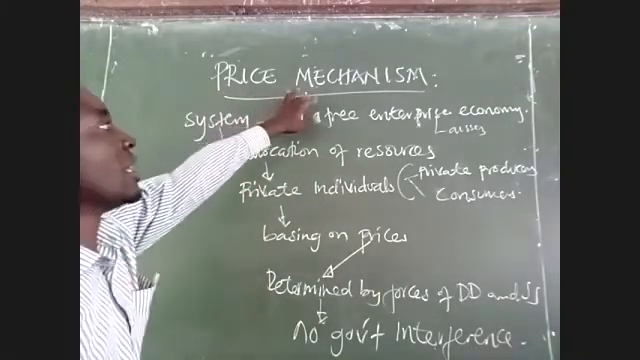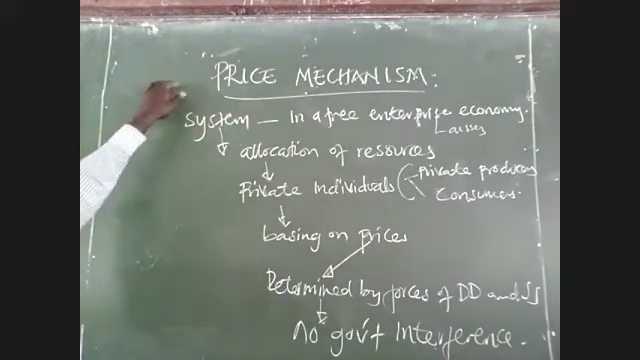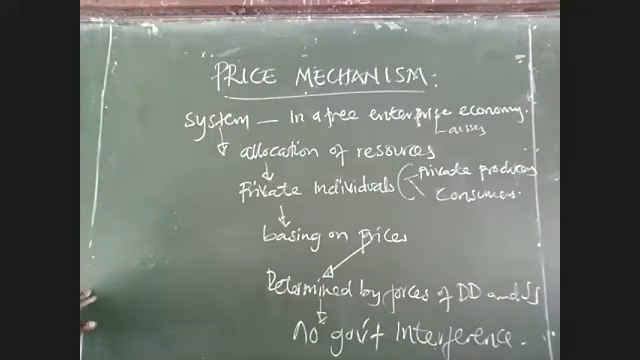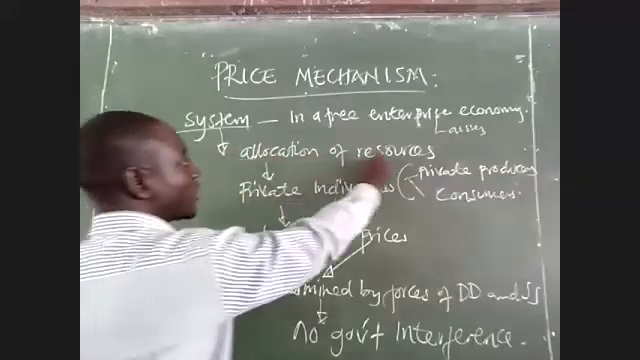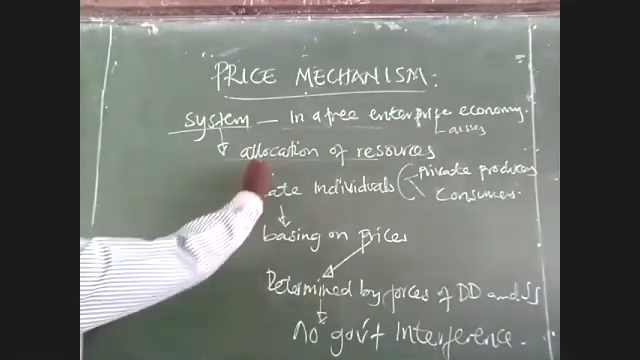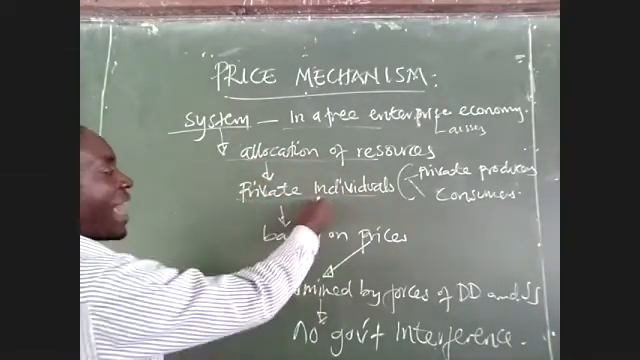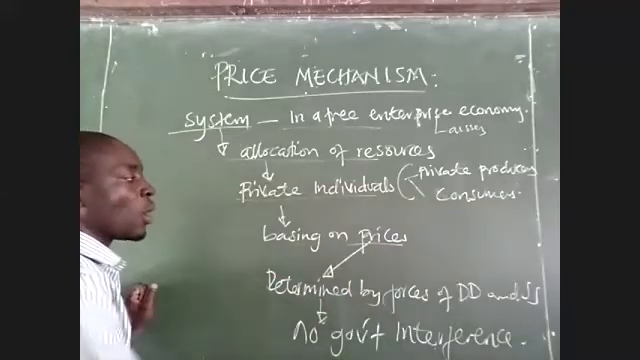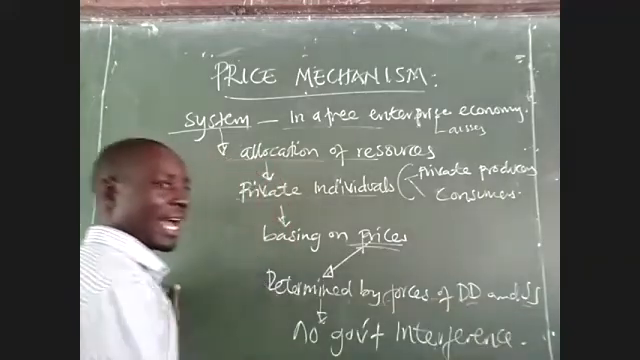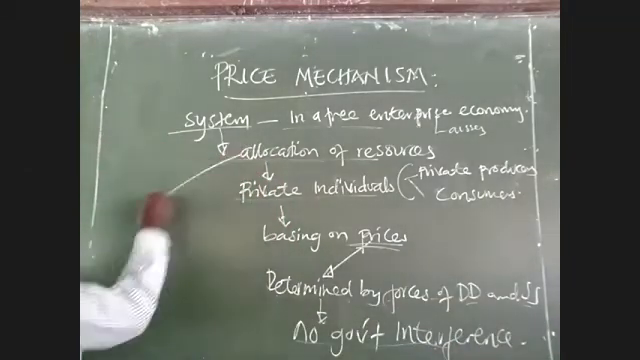And a mechanism is a system. So it's a system of prices, in other words. Mechanism is a system, and that system depends on the prices. So it's a system within a free enterprise economy, where allocation of resources by private individuals depends on prices of commodities, which prices are determined by forces of demand and supply without government interference. What do we mean by allocation of resources?